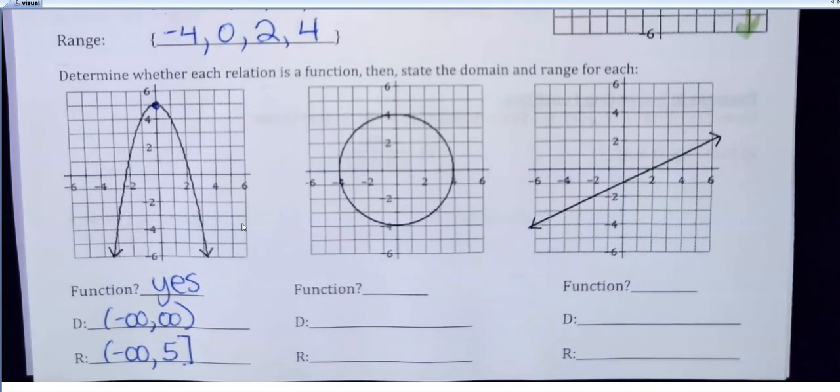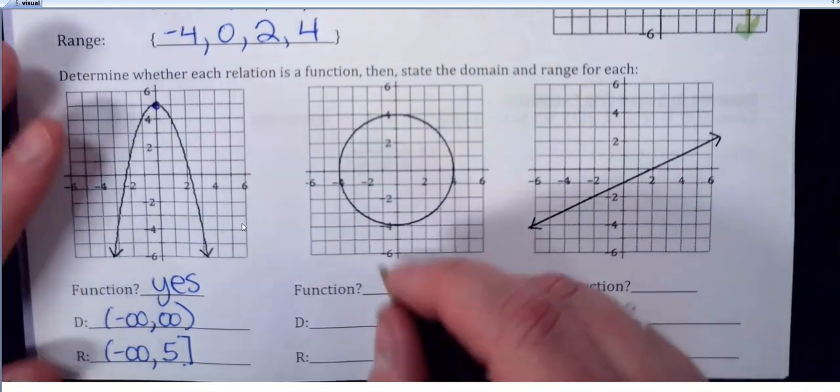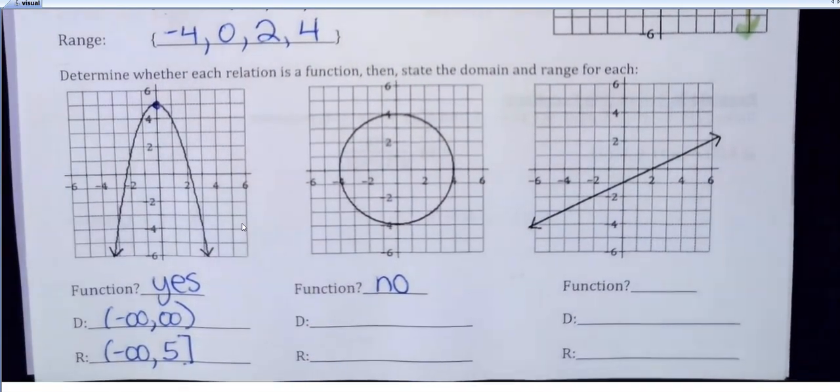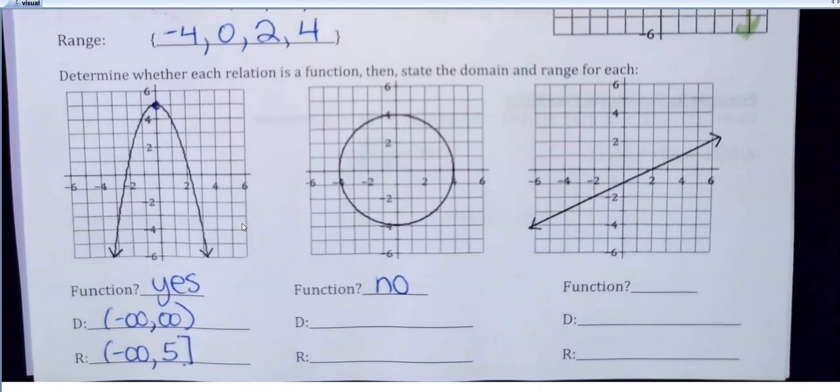Okay, what do you guys think for the one in the middle? So I've got a circle here. Function, yes or no? No way. This would fail the vertical line test in a bunch of different spots all the way across there. Now, just because it's not a function doesn't mean we can't write the domain and range. Can anybody, this is tricky. I don't know if we've done anything like this year. Can anybody tell me what the domain would be for that circle?